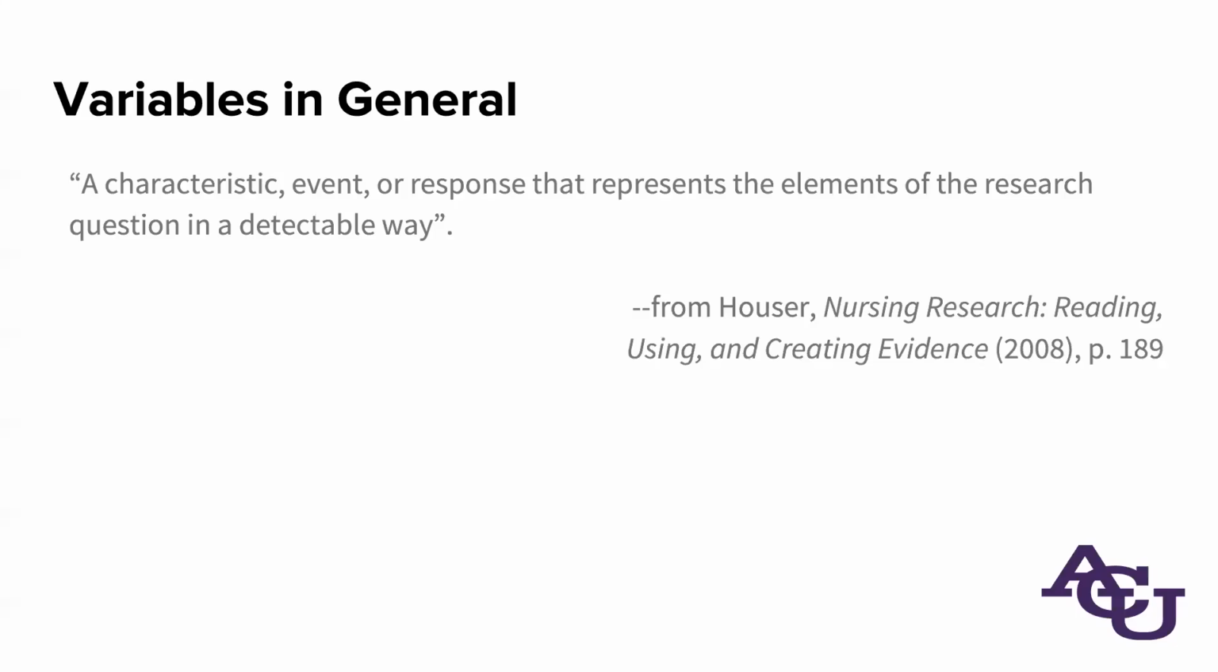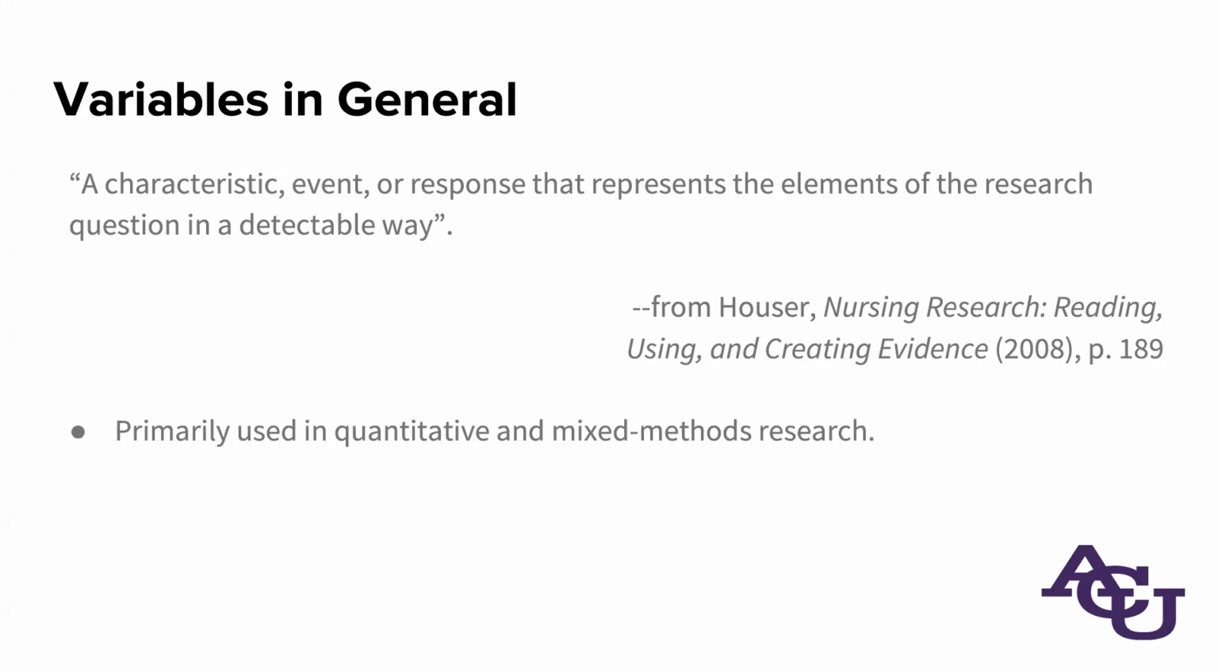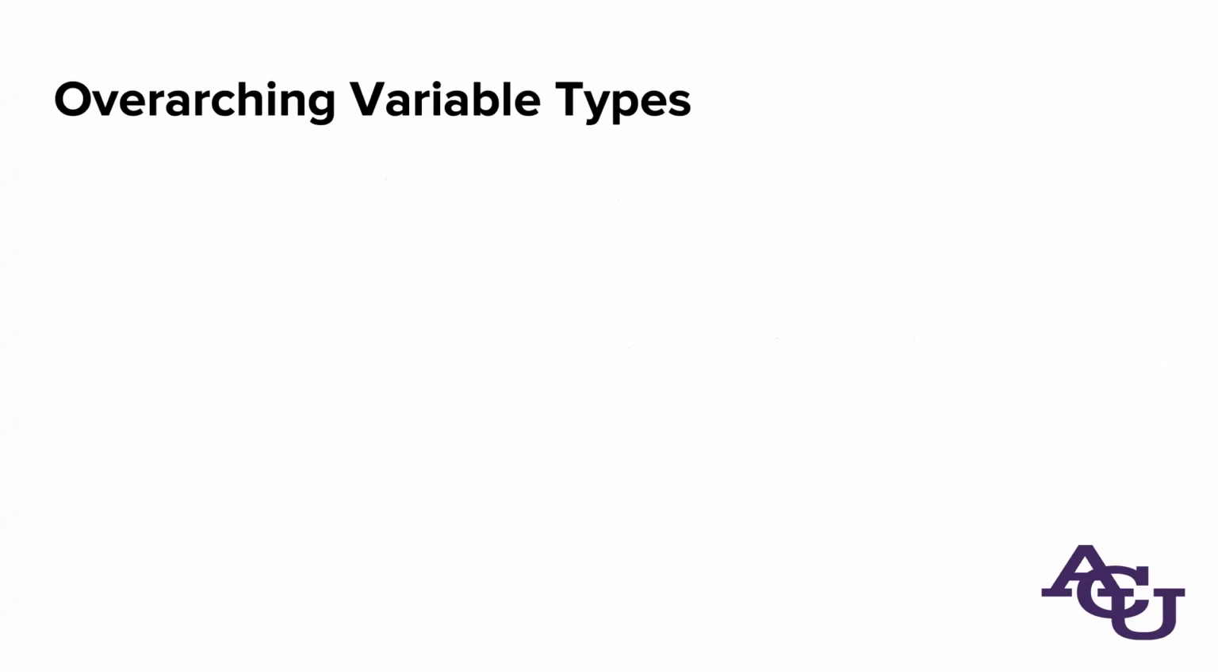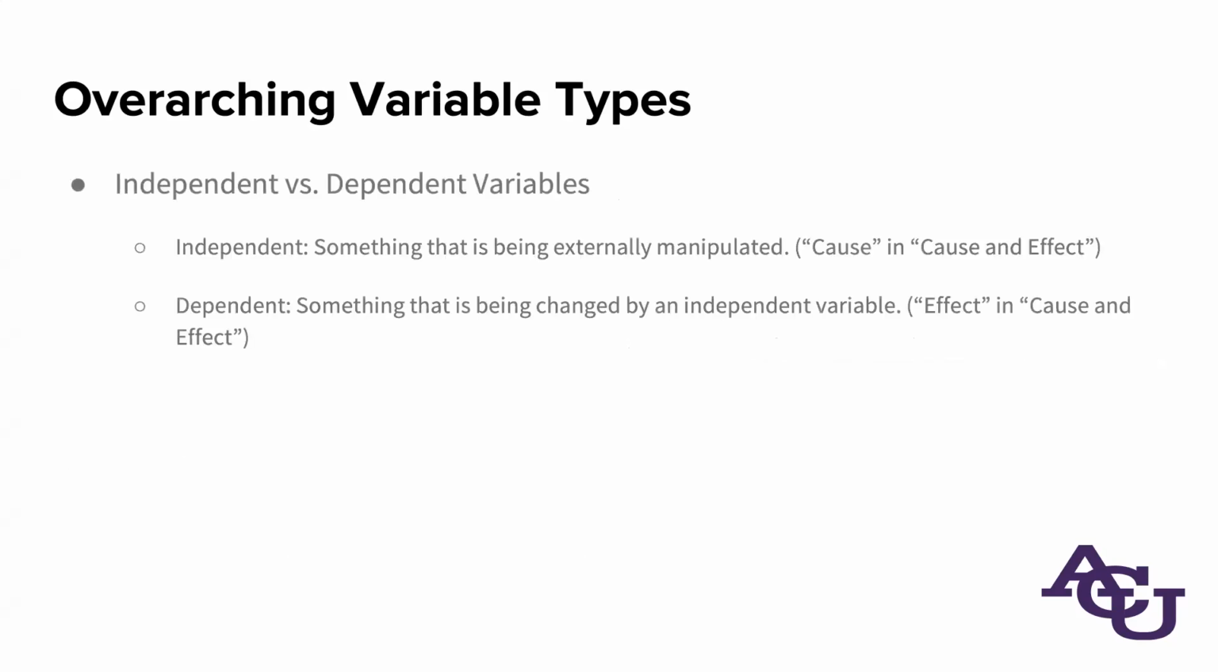So we started out, we looked at what are variables. We looked at descriptive variables and different types. It could be demographic data, participant characteristics like BMI, height, weight, etc. We can look at the independent versus dependent variables. The independent being something you're manipulating, like having an intervention versus not having an intervention.